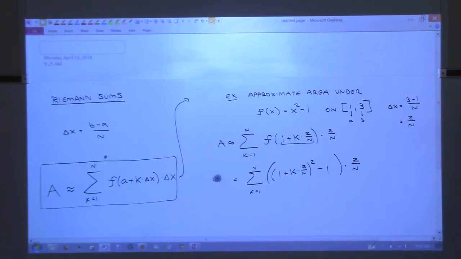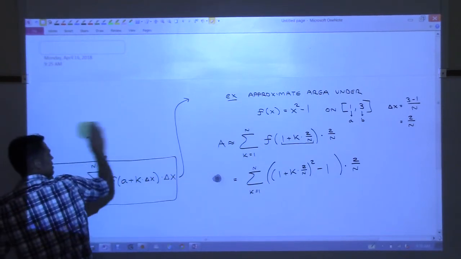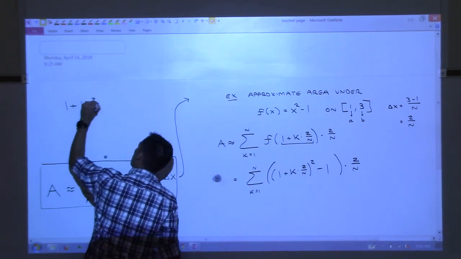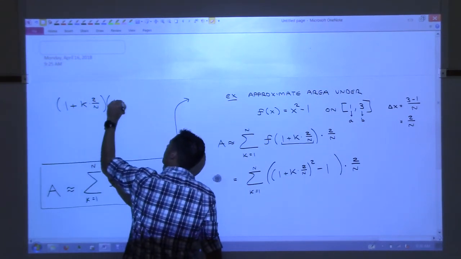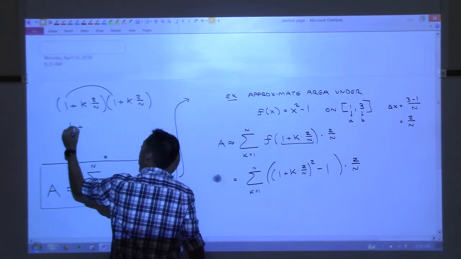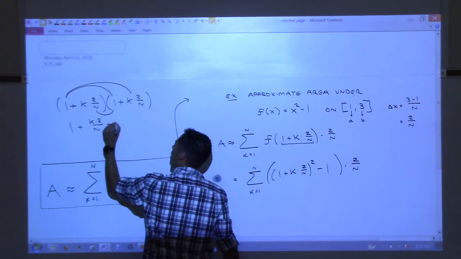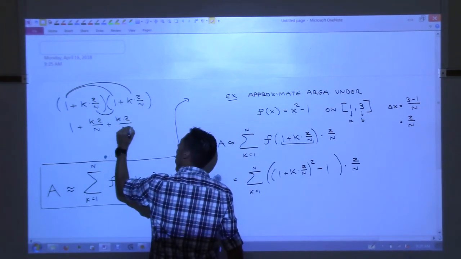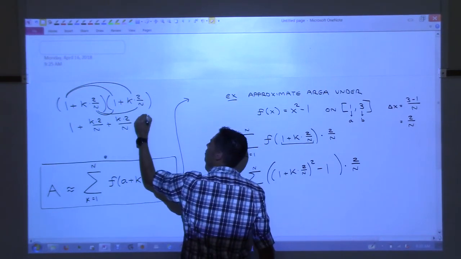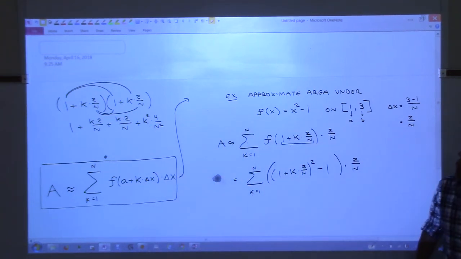All right, let's actually square this. We'll do it over here. What is 1 plus k times 2 over n times itself. 1 plus k times 2 over n. So 1 plus k times 2 over n plus another k times 2 over n, and then this last one plus what? K squared times 4 over n squared. That okay with you if I do it that way? I just squared each one of them.